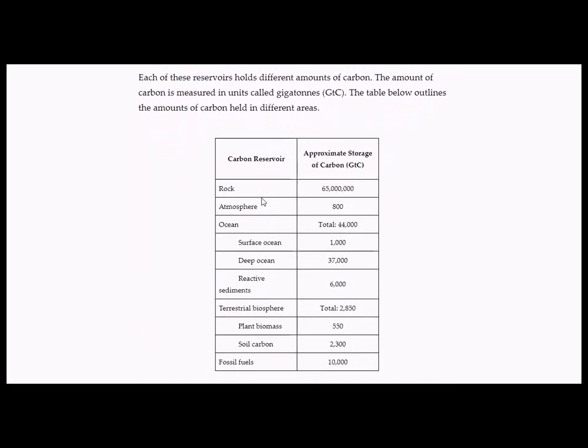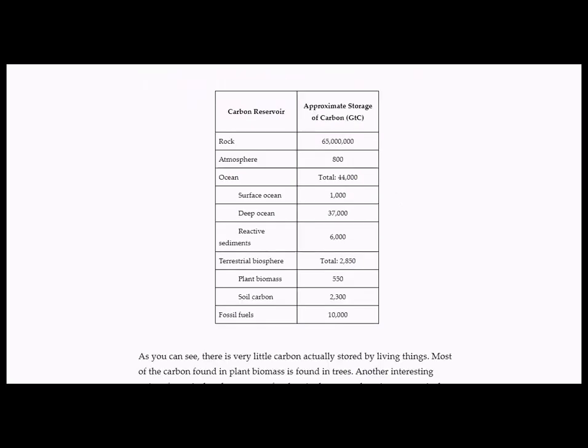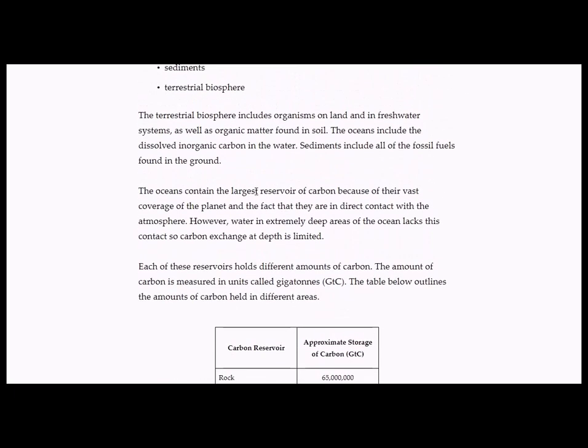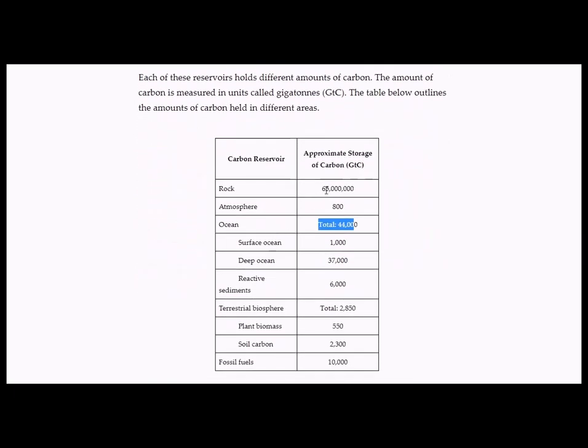Now, this is kind of a rough breakdown of how much each reservoir holds. This is an estimate in gigatons of carbon. So as you can see, there's a lot in the rocks. I wanted to point this out really quick. According to this, it looks like this chart says that the rocks store a whole lot more carbon than the ocean, even though it says differently up here in the lesson. So I wanted to clarify that.